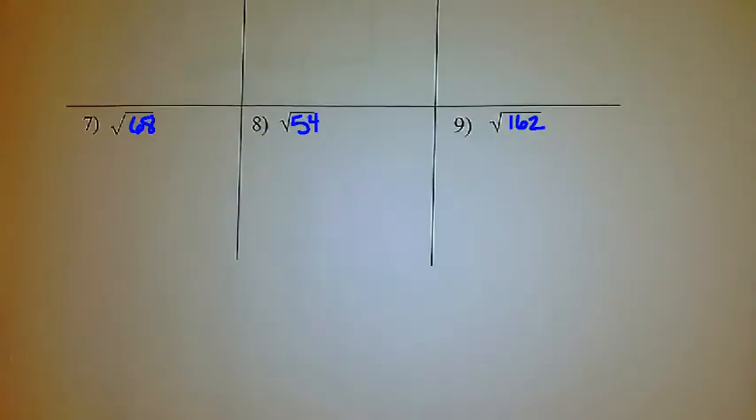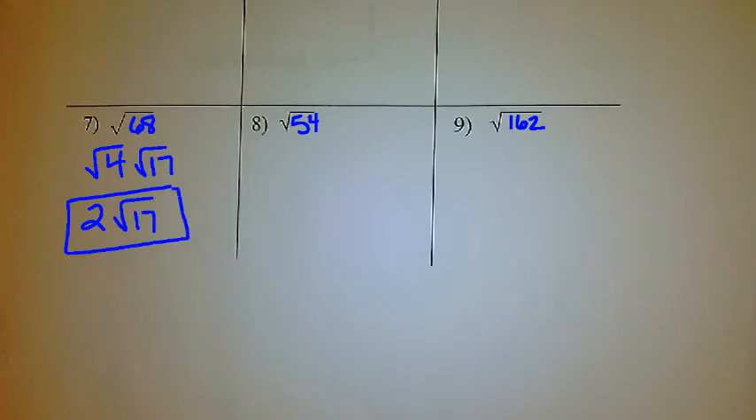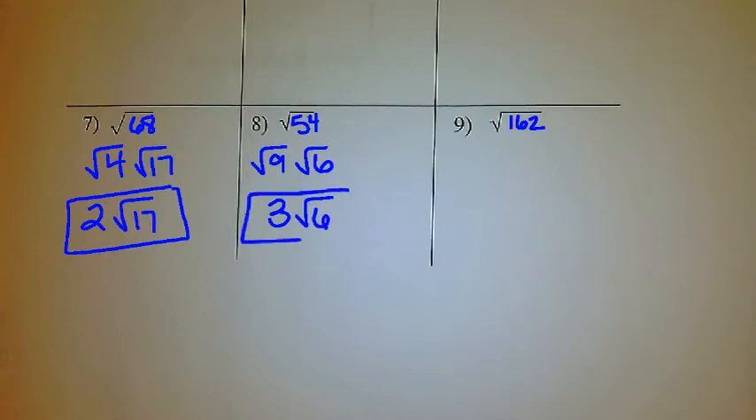Okay, so 4 and 17. So radical 4, radical 17. Perfect square is always in front so that it stays in the correct form. Okay, 8. Let's see. So this one you can separate into 9 and 6. So we have the square root of 9 and the square root of 6. Perfect square in front. Simplify that and we get 3 radical 6.